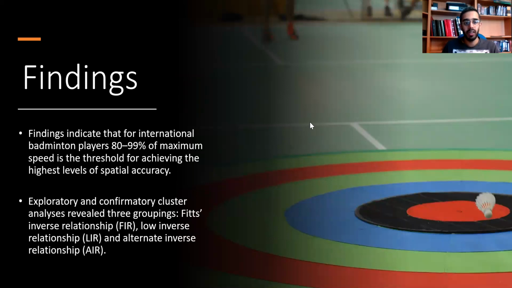In terms of findings, findings indicate that for international badminton players, around 80 to 99% of maximum shuttlecock speed seems to be the threshold for achieving the highest levels of spatial accuracy. That's much in line with some of the previous research in terms of baseball pitching and handball throwing. What's really interesting for me from this study is that even within a cohort of international badminton players, we've found 3 different types of speed accuracy trade-off relationships being used.